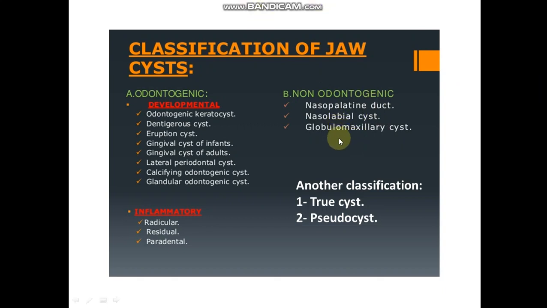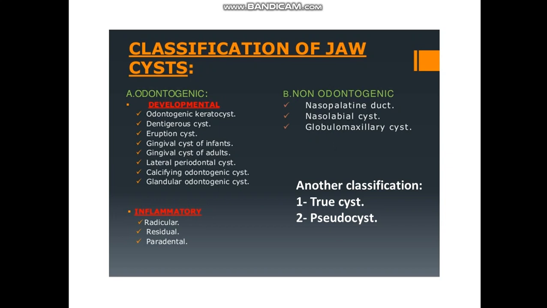Another classification, as I mentioned before, is based on the presence or absence of the epithelial lining: true cyst, which contains epithelial lining, or pseudocyst, which does not contain epithelial lining, such as simple bone cyst or aneurysmal bone cyst. This classification applies to cystic lesions of the jaws, that means intraosseous, within the bone of the jaws, I mean the maxilla and the mandible.